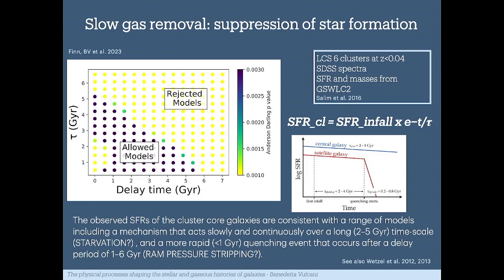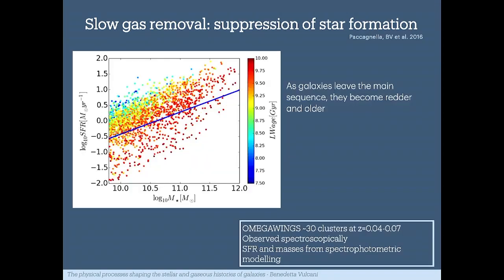So the allowed models are either very long delay time and very short tau, so a very short declining phase, or very short delay time and very long tau. In the first case, ram pressure stripping is the most favored process. In the second case it is starvation. However, if we look at the colors and at the ages of galaxies on the star formation rate mass relation, we see that there is really a continuous population, and this suggests more that starvation should be favored. However, this is just a statistical analysis over many, many galaxies, but can we actually see starvation in action?